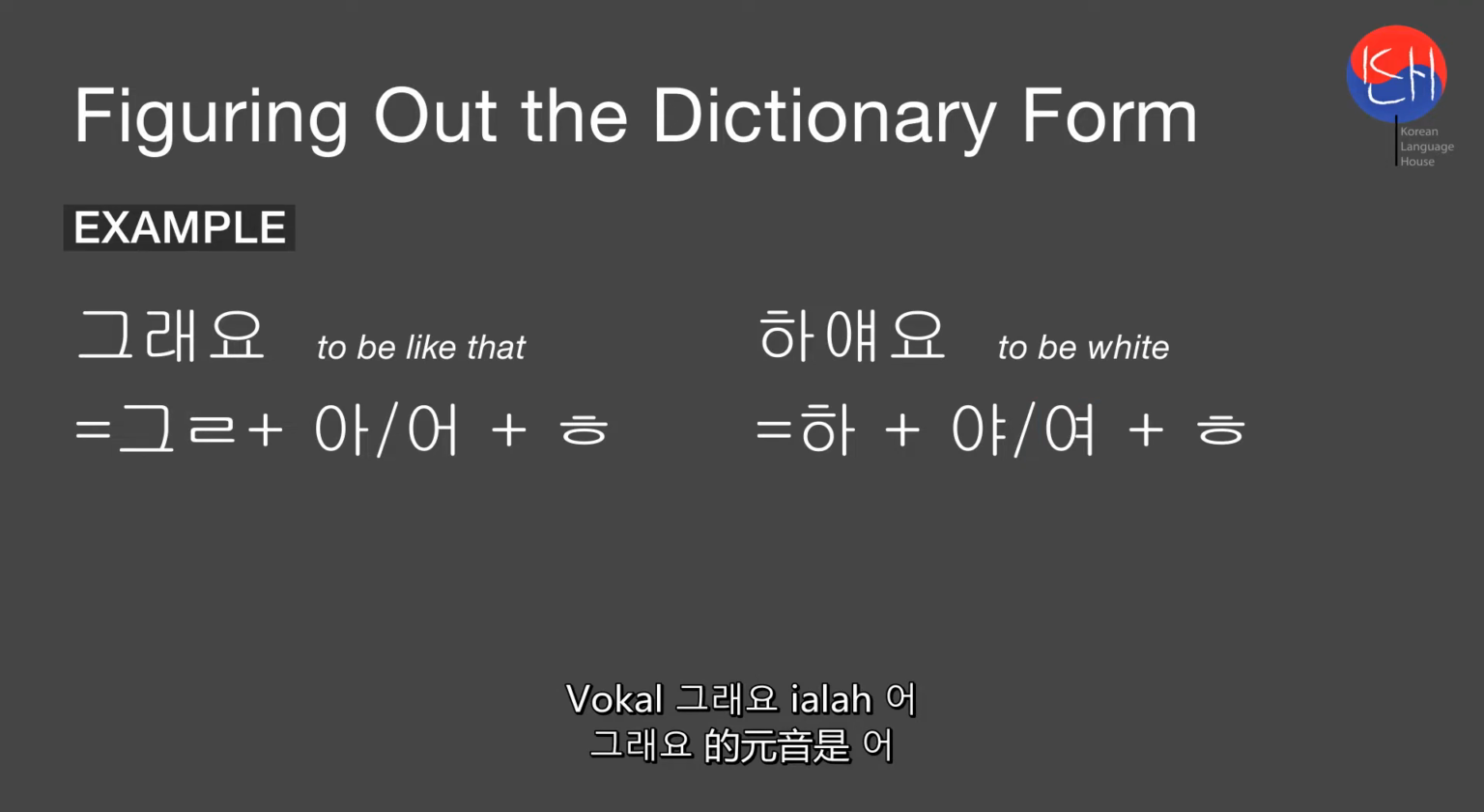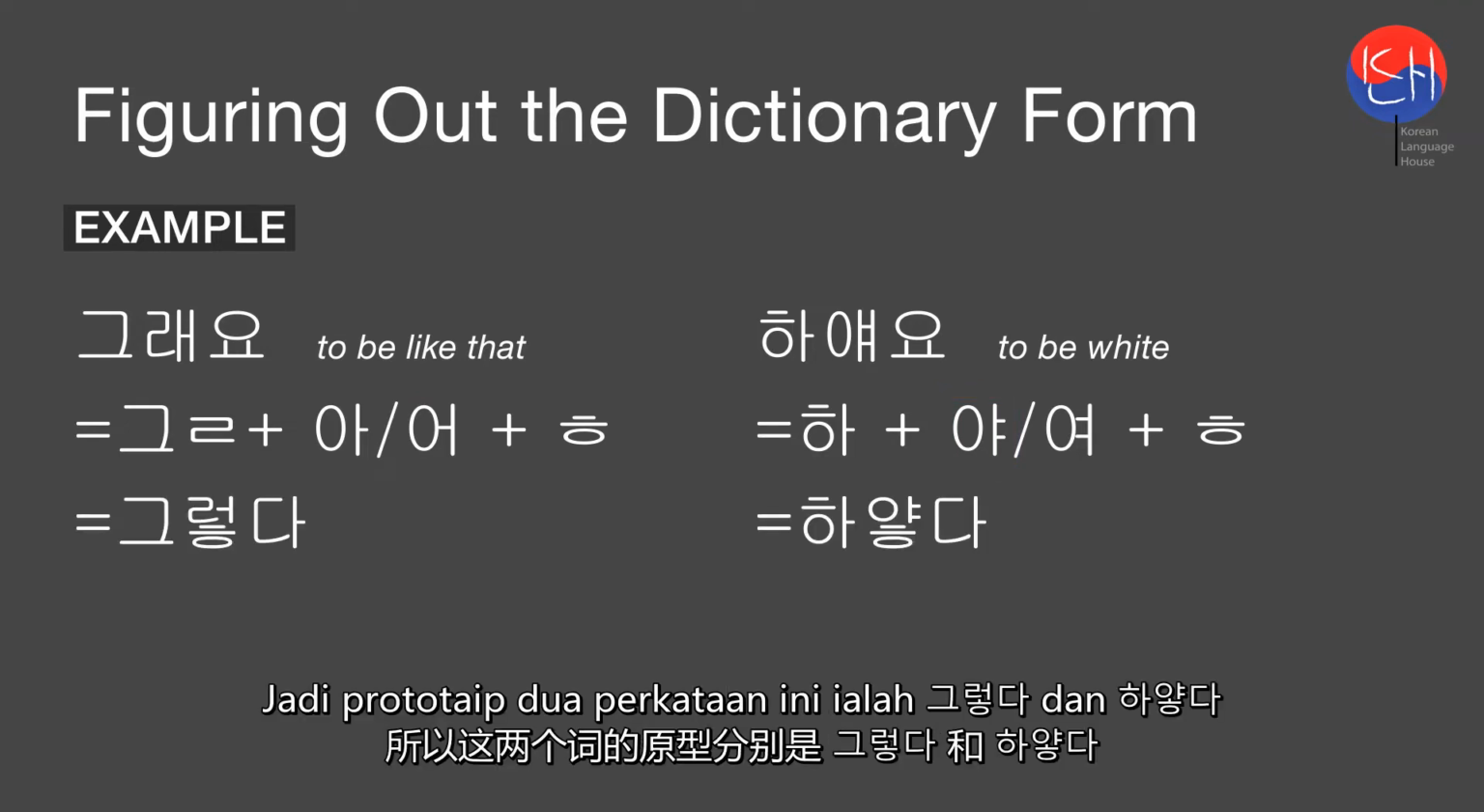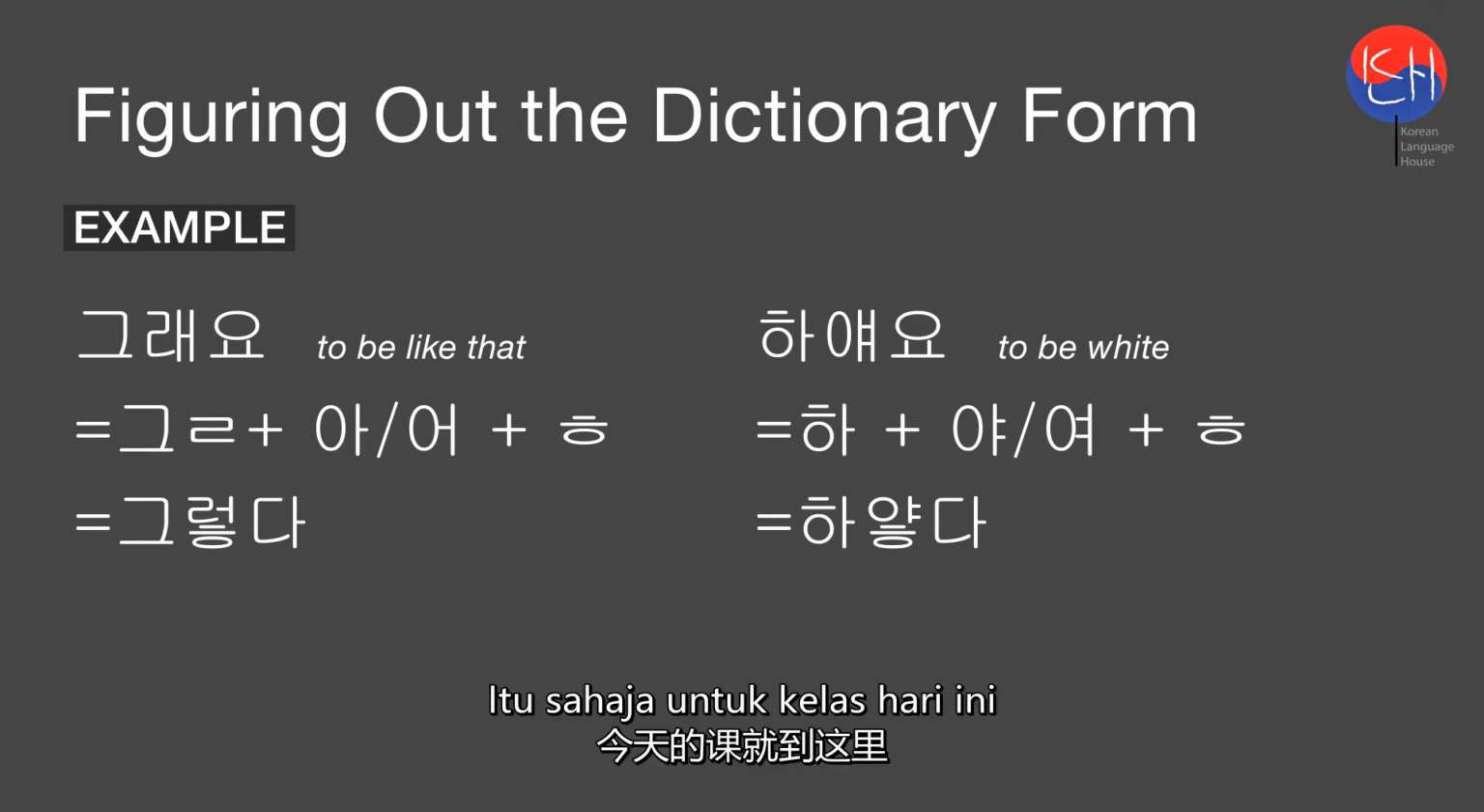In the case of 그래요, we know that the vowel is 어. As for 하얘요, it's 야. And that's how we figure out the dictionary form, 그렇다 and 하얗다. That's all for this lesson.